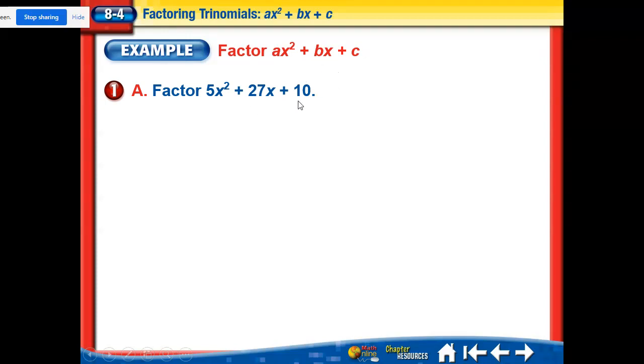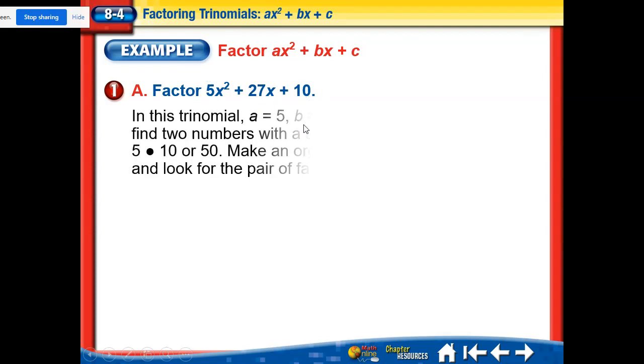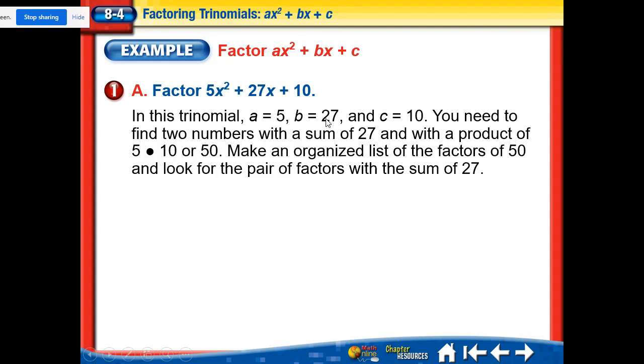Before, we made our chart, and it was whatever multiplied to 10 that adds up to be 27. Well, that's not what we're going to be doing anymore. We're going to have to do some multiplying to get the multiply value. So we're going to do 5 and 10. First and last get multiplied, and they have to add up to the middle. A is 5, B is 27, that's the middle term, and C, the last term, the constant, is 10. So I'm going to multiply 5 and 10 and look for 50. We're going to look for factors of 50 that add up to be 27.